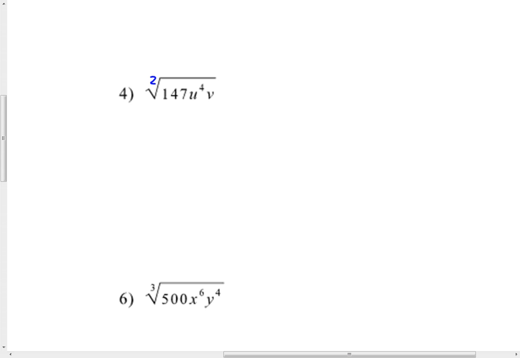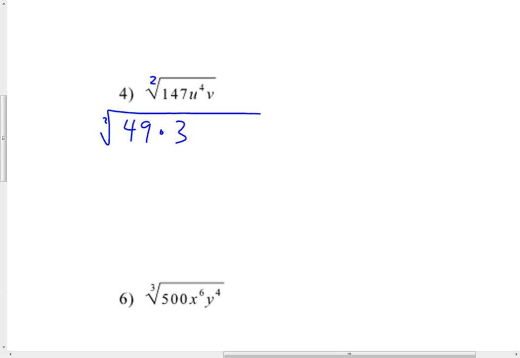So tell me, which number in this list divides 147? 49. 49, and it's times what? 3. So we're going to break these up. But you got to use the biggest number in this list that you can.